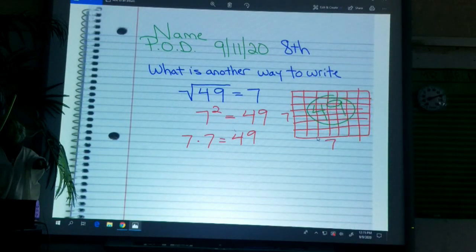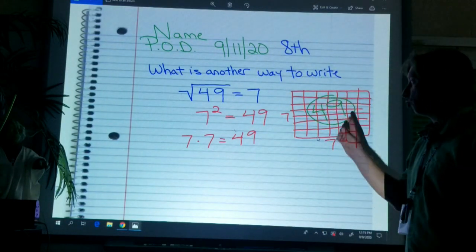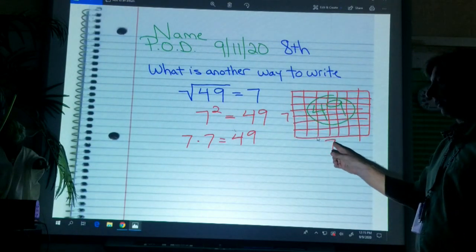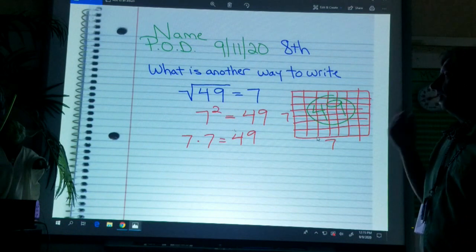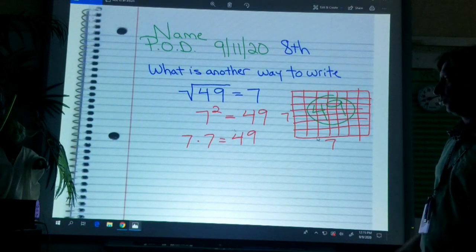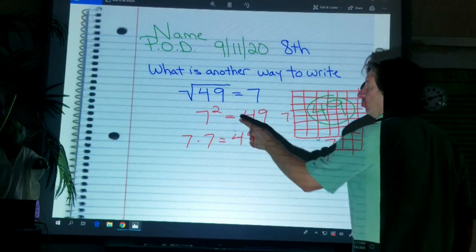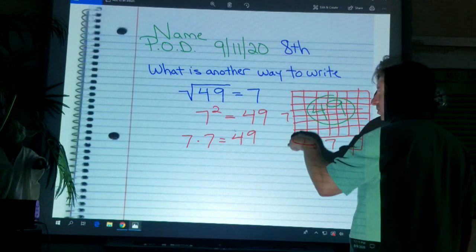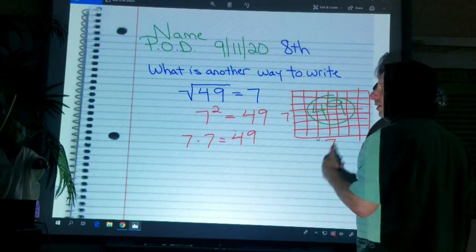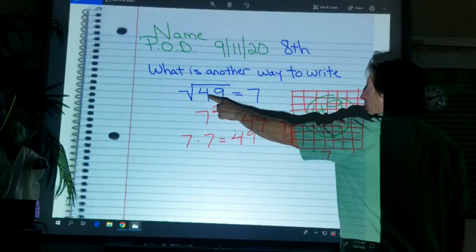They all mean the same thing. They're all representing a square that's 7 tall, 7 wide, and has 49 squares inside of it. Mine look a little more like rectangles, but you get the idea. So this is why instead of second power, we call it 7 squared. So we're talking about a square, all right? Square root of 49 is 7.